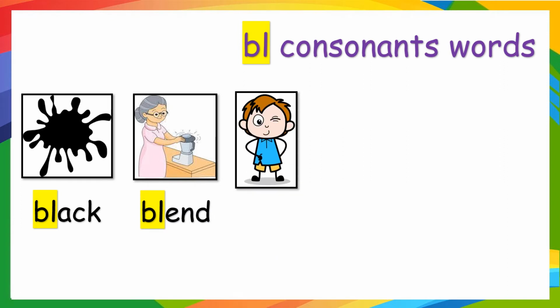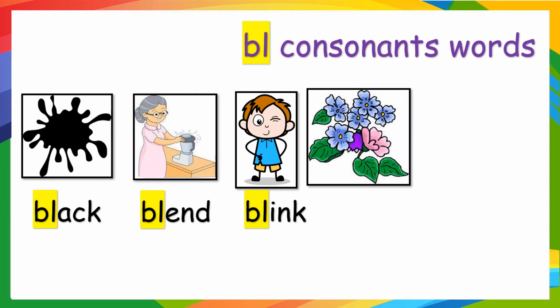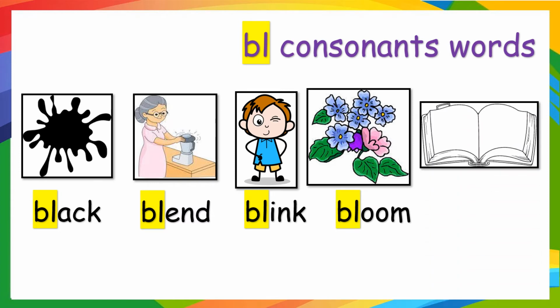What is this boy doing? Look at his eyes, which has bl sound. Yes. Bl in k, blink. Bl oom, bloom. The flowers bloom. Look at this book. Nothing is written here. It is very, very blank. Bl ank, blank.